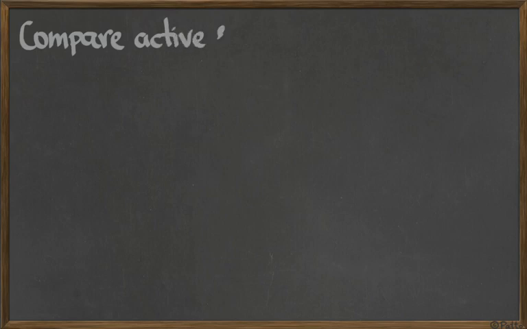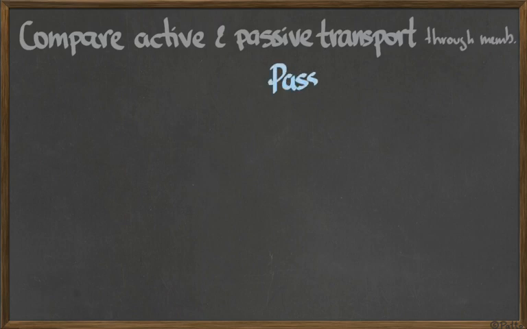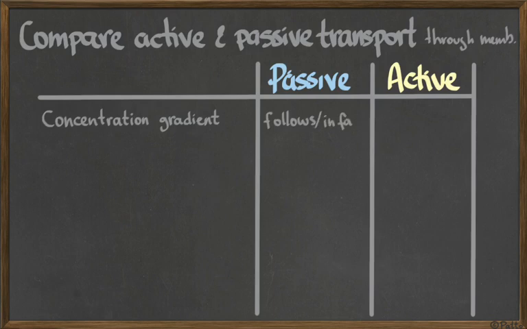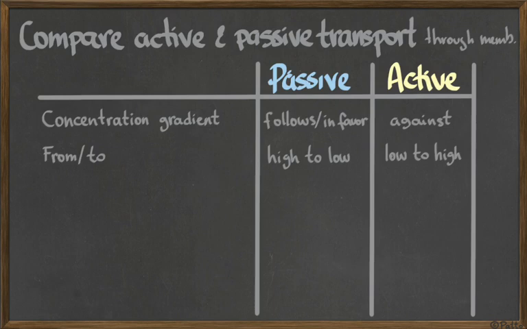Okay? One thing that you should be able to do is to compare active and passive transport through the membrane. For that, I'm going to be building a table, because tables are nice for doing comparisons. So what about the concentration gradients? Passive transport goes in favor of the concentration gradient, and active transport can go against the concentration gradient. It's the same thing if we say it's going from where to where. In passive transport, it goes from high concentration to low concentration. In active transport, it can go from low concentration to high concentration.